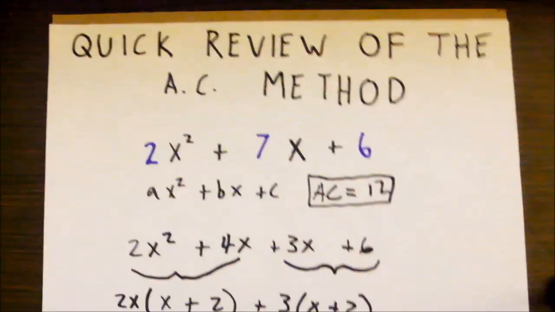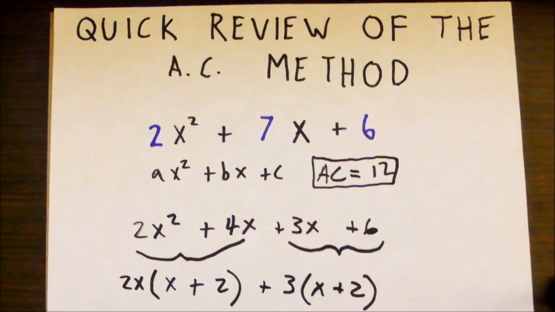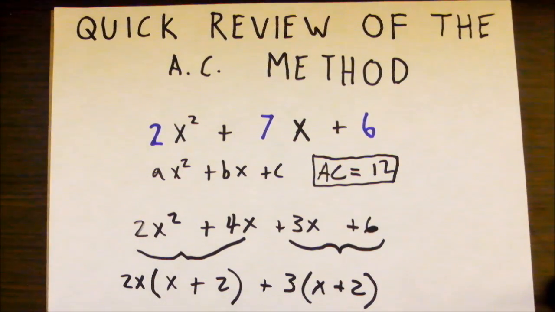So if you recall the AC method from when we learned in class, we see that we factor this polynomial first off by taking the GCF out. Well, since 2x squared, 7x, and 6 don't have anything in common, we can only pull out a 1. So really nothing changes. So since we can't pull out a 1, we go with our AC method.